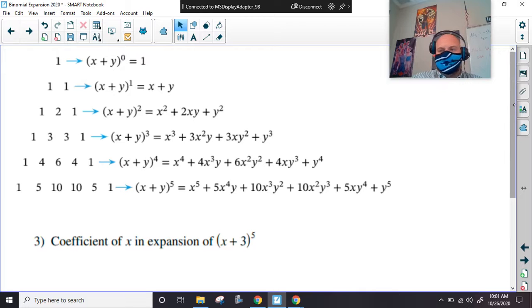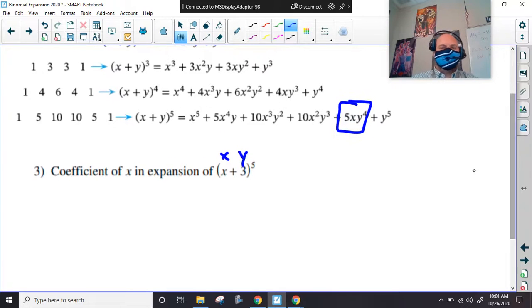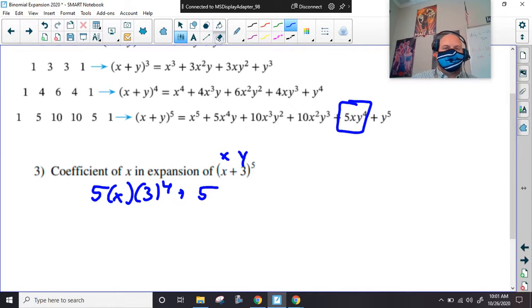All right. Number 3, it says the coefficient of x. So we've got to find, this is to the fifth. So we're going to use this one right here, because this is our x, this is our y, in our little example. Usually there's stuff done with a and b, and that makes it a little bit easier, but this is what I could find. So I'm going to have 5 times x times 3 to the fourth. Okay. Well, let's see. That's going to be 5. Oh, that 5's got a big hat on it.